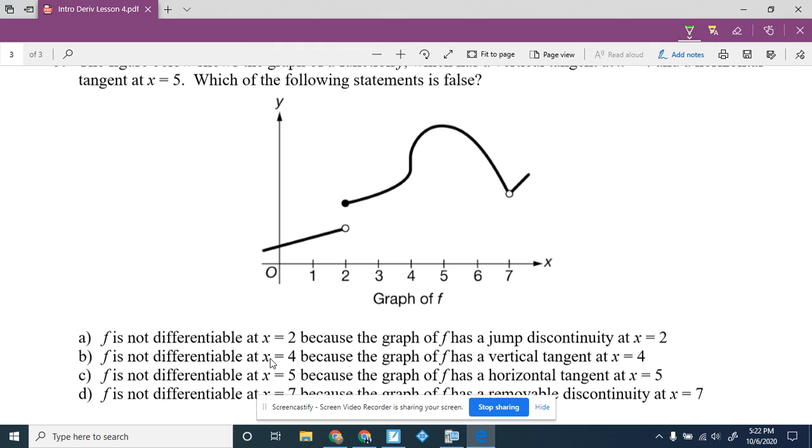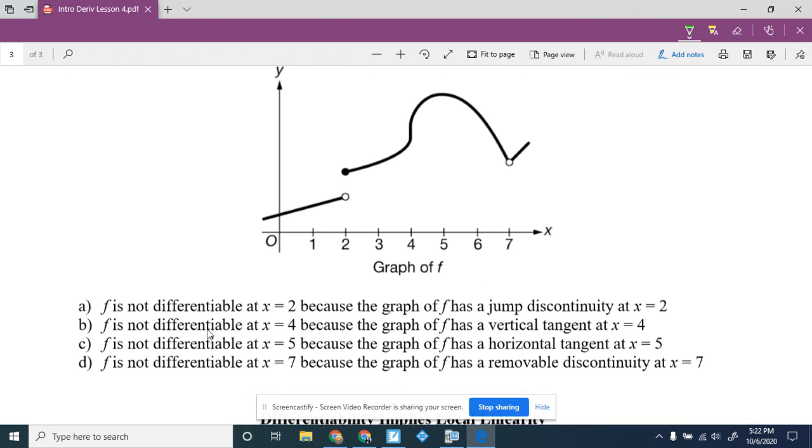C, f is not differentiable at x equals 5 because the graph has a horizontal tangent. That would be false because a horizontal tangent means not only that the derivative exists, but its value is 0. The derivative is the slope of the tangent line, and when there is a horizontal tangent line, the slope of it is 0. So that's got to be your answer.